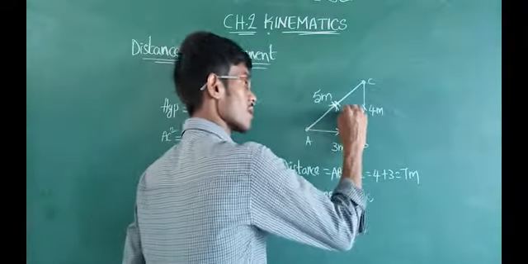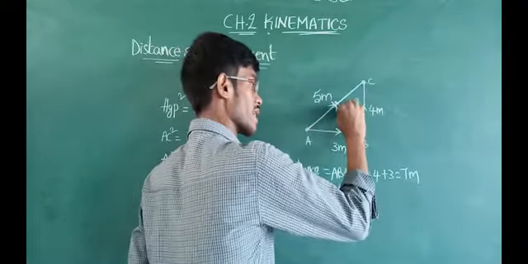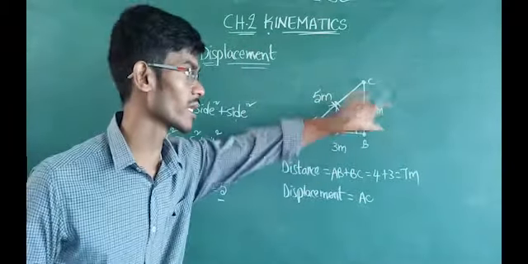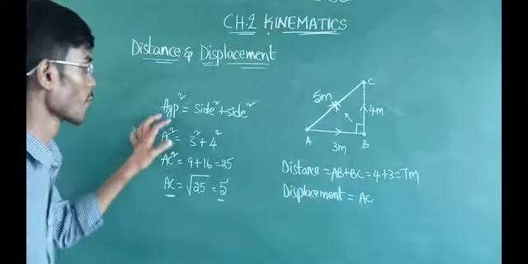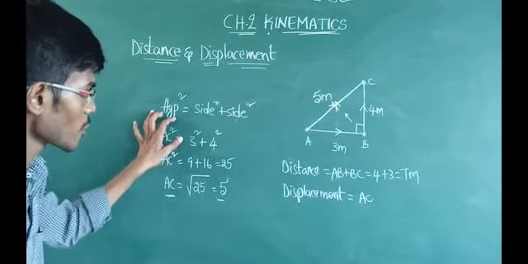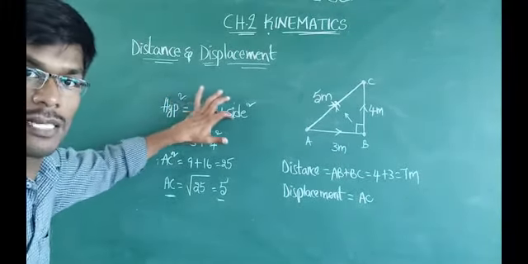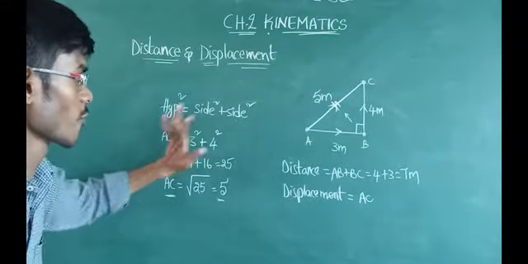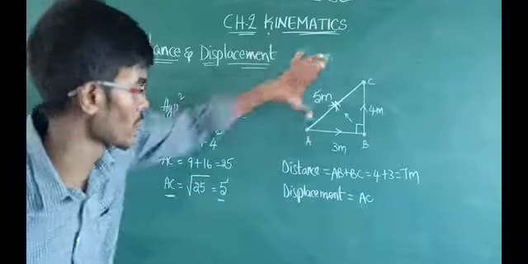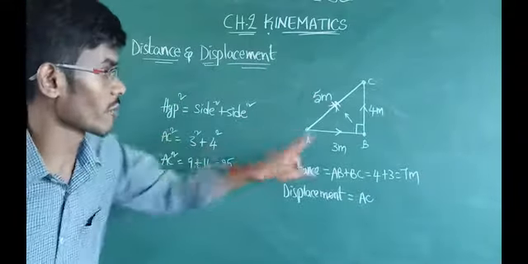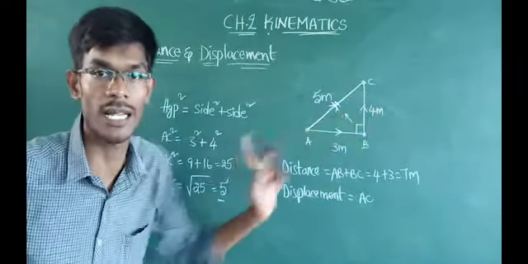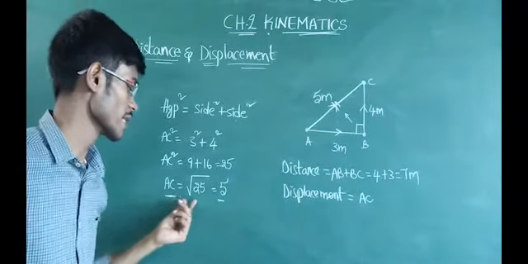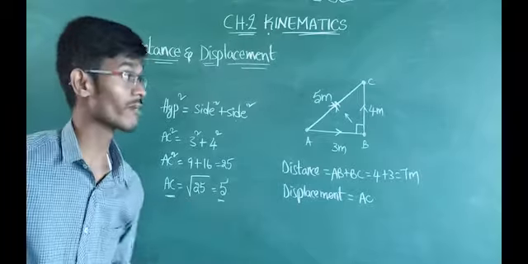This is the hypotenuse in a right angle triangle. For a right angle triangle, the side which is opposite the right angle we call the hypotenuse, and these two are the sides. So hypotenuse square is equal to side square plus side square. Then AC square is equal to 3 square plus 4 square. This is the hypotenuse, AC square, and 3 square is one side and this is another side. So 9 plus 16 is equal to 25. AC is equal to root 25, that is 5.